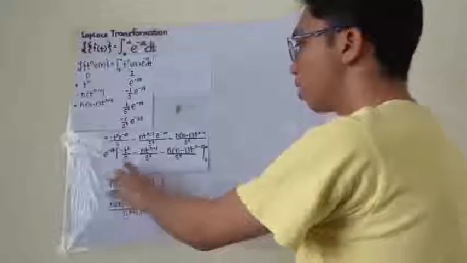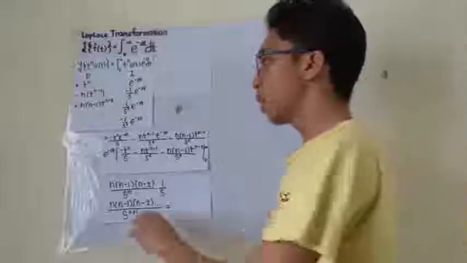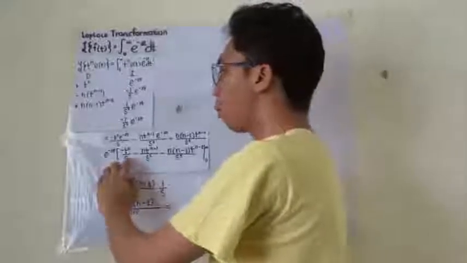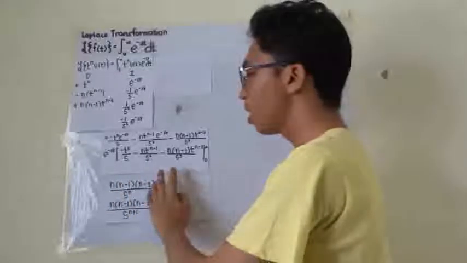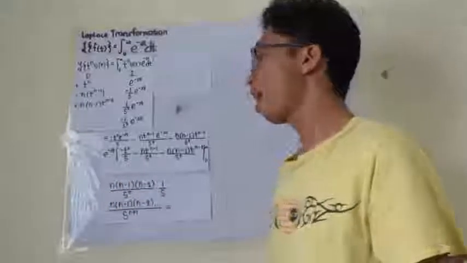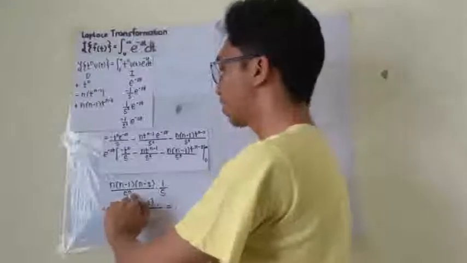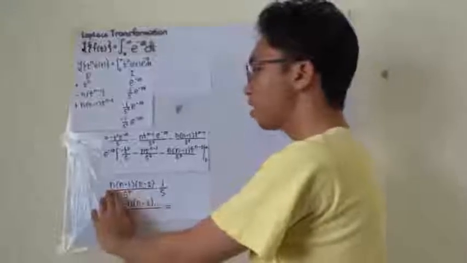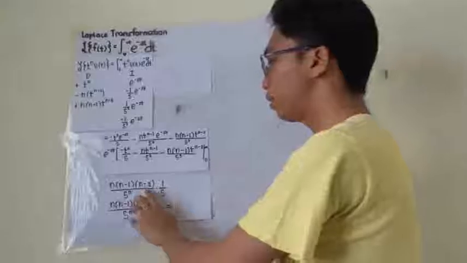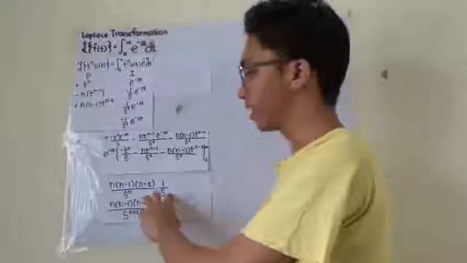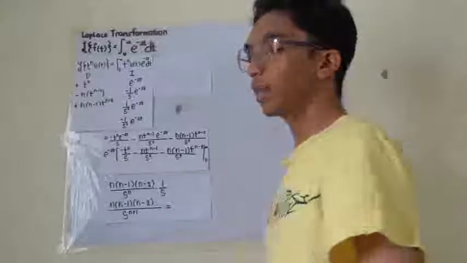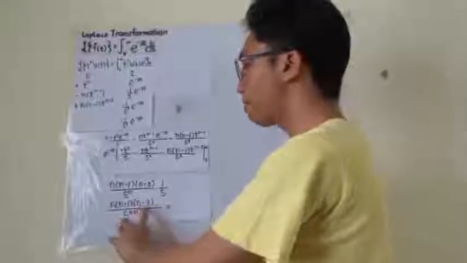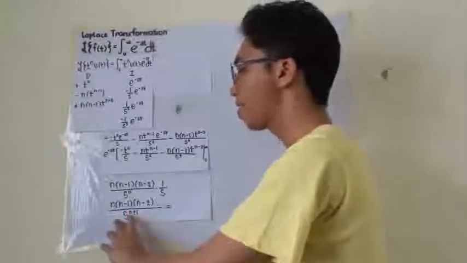over s to the n. So we have the format of a series in which s has an increasing exponent starting from 1 to 3. So we have a formula which is equal to s raised to n. And evaluating from the integrals, we have n quantity n minus 1 quantity n minus 2, and from our e raised to negative st, we have 1 over s.